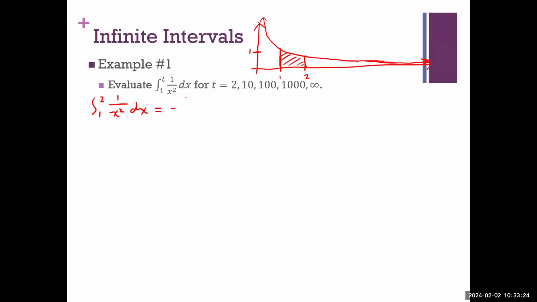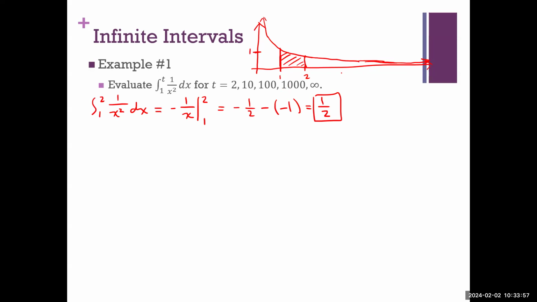The antiderivative of 1 over x squared is negative 1 over x. From 1 to 2 it is negative 1/2 minus negative 1, which is positive 1/2, right? So the area under that little segment right there is a half. We okay with that so far? That's stuff you've done for a while.